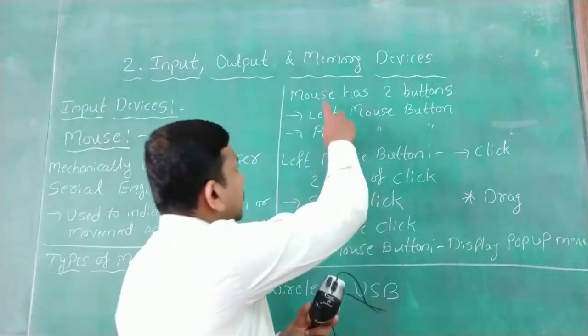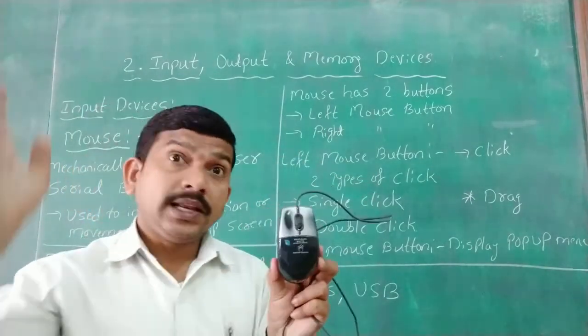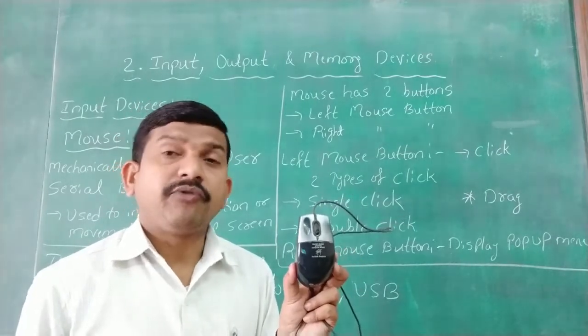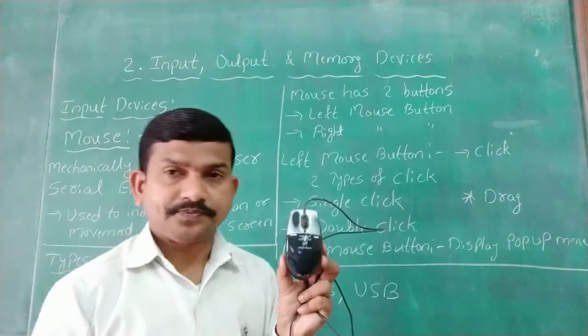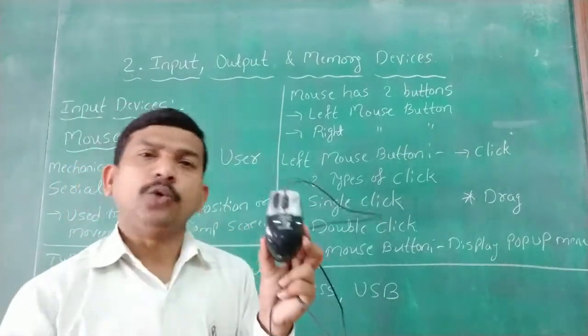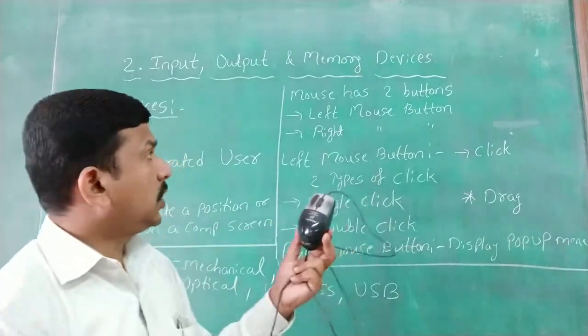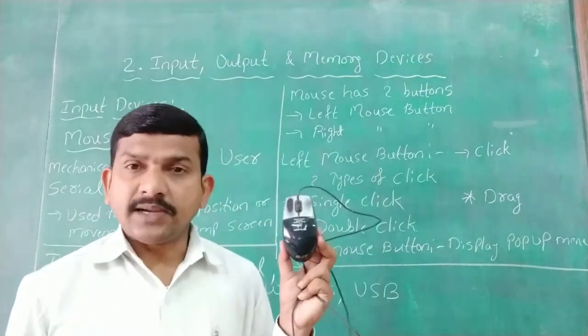So how many buttons does this mouse have? Normally 2 buttons. But in earlier days, around 15 or 20 years back, a mouse contained 3 buttons also, but nowadays normally 2 buttons. So the mouse has 2 buttons. What are those? This one is the left mouse button and the second one is the right mouse button.